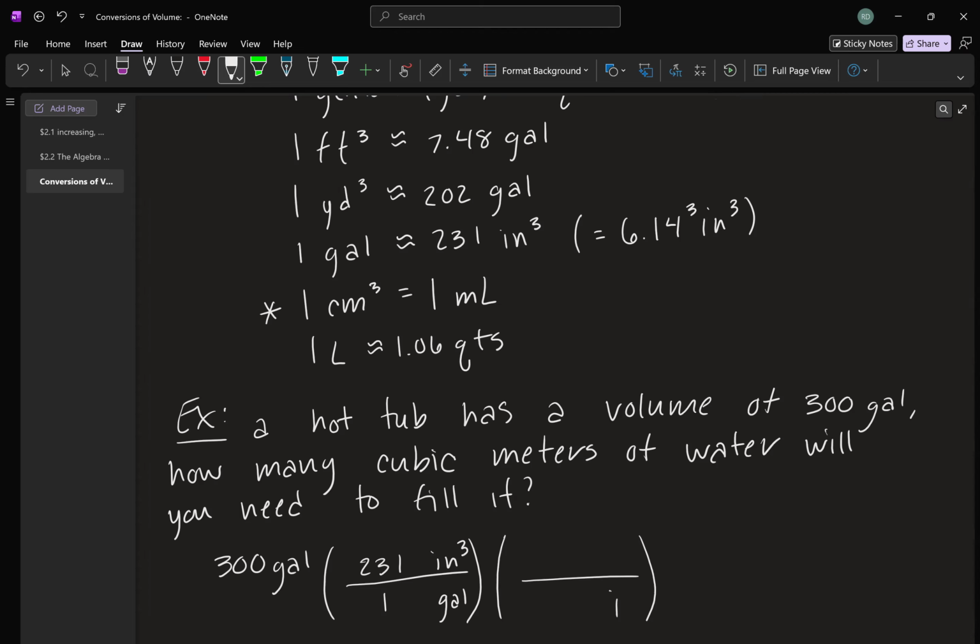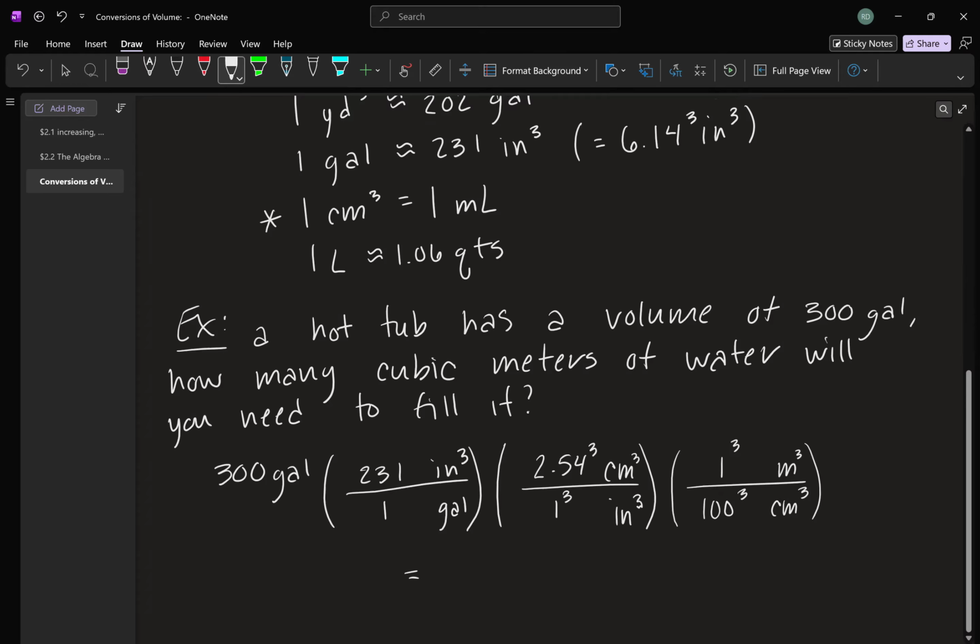And then we're going to turn our cubic inches into cubic centimeters. And our inches to centimeters conversion, 2.54 centimeters in 1 inch, is not a cubic unit conversion. So we do need to make sure that we cube both of these. And then we're going to turn the cubic centimeters into cubic meters. We know there are 100 centimeters in a meter. Again, those are linear, not cubic conversions. So we do need to make sure we cube both of those. And when you multiply those all together, you should get 1.14 cubic meters.